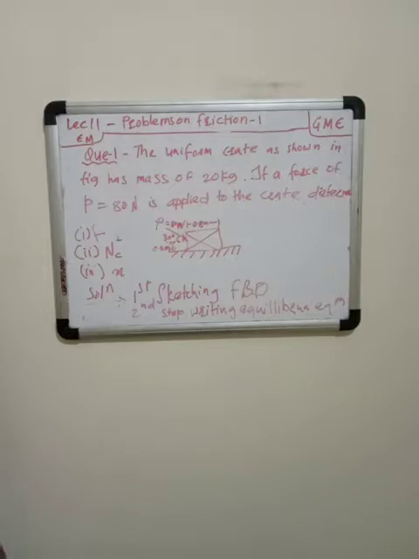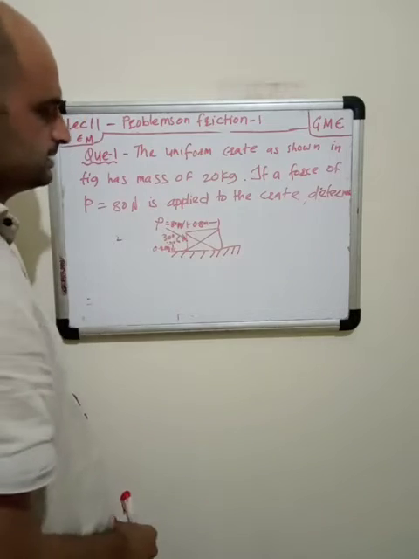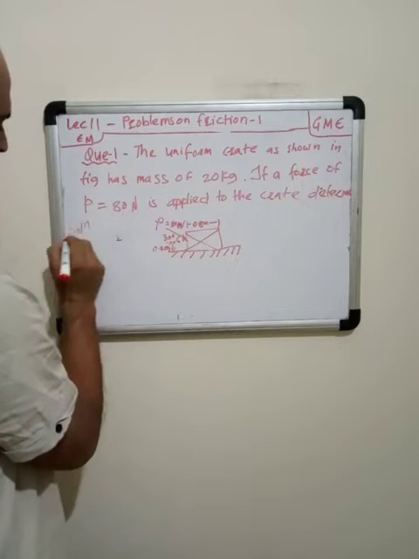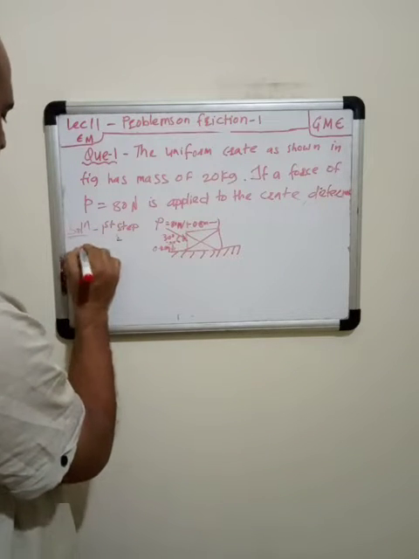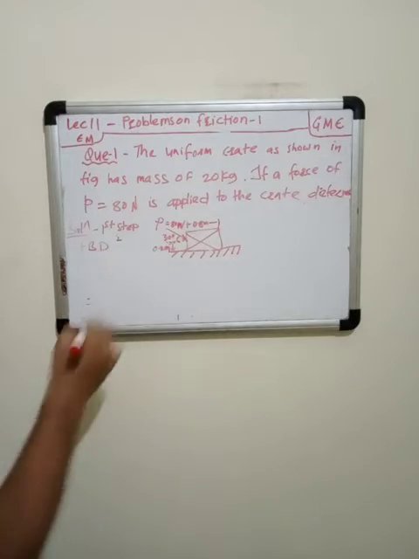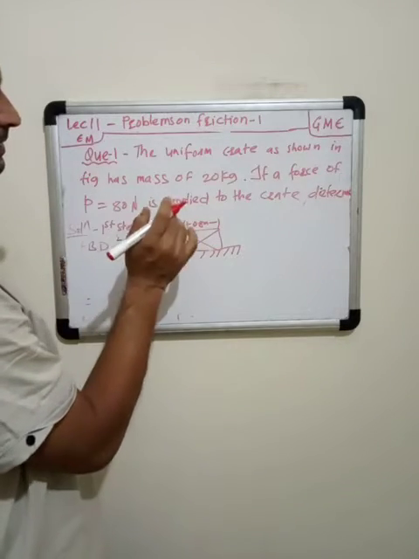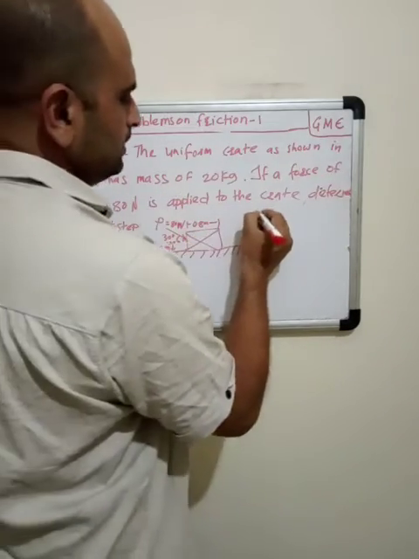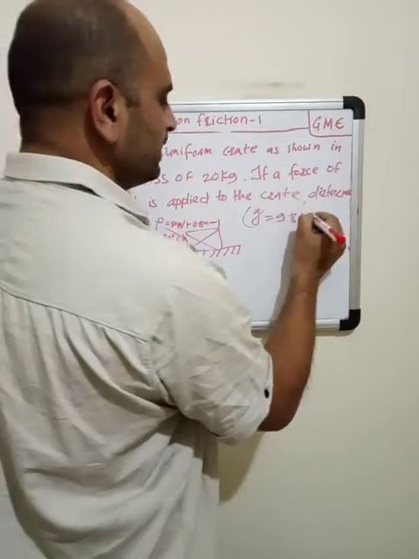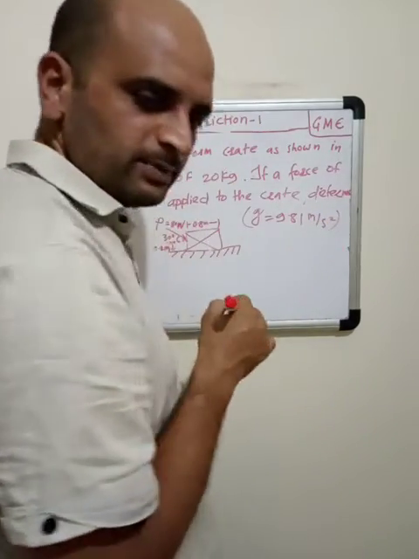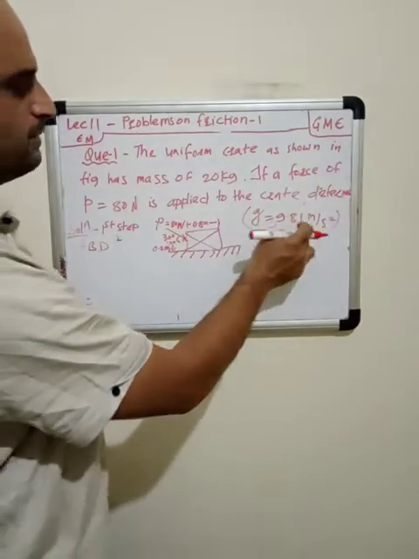Solution. The first step is the free body diagram, FBD, of this problem. See how the free body diagram comes. If the value of g is not given, you take g equal to 9.81 meter per second square. Sometimes in the exam they give 10 meter per second square, and then you have to use that value. In this case, we will use 9.81.